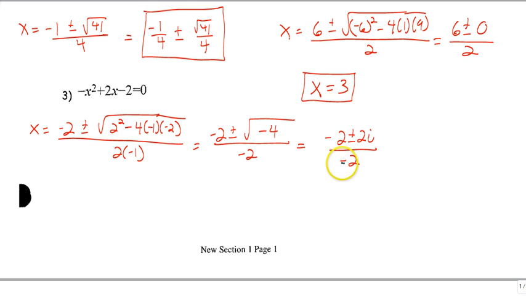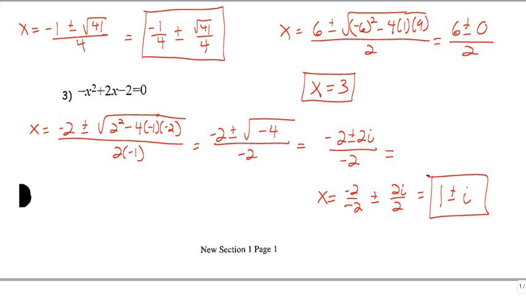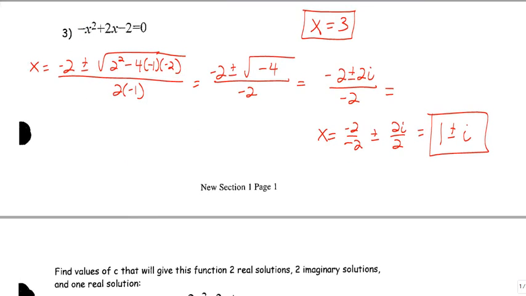Now the nice thing about this is this negative sign for the 2i piece doesn't matter because this is a positive and a -2i, so it just switches both signs, which keeps both of them there. But the front part does not. We like to split this apart. So x is equal to -2 over -2 plus or minus 2i over 2. And we get our final answer is 1 plus or minus i. And we're done. So that is the 2 imaginary solutions you get from the quadratic formula on that one.